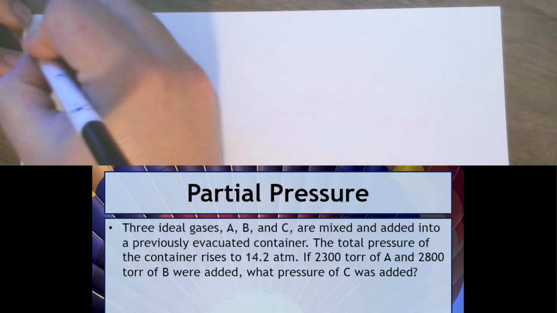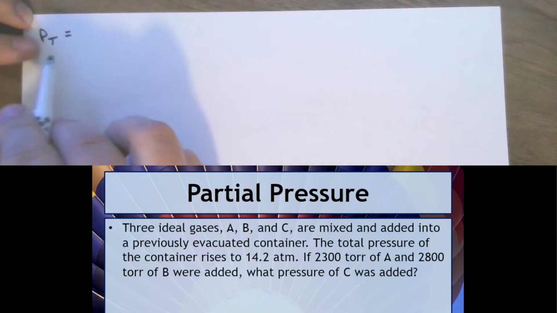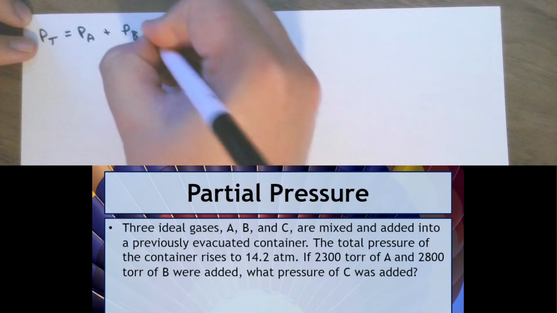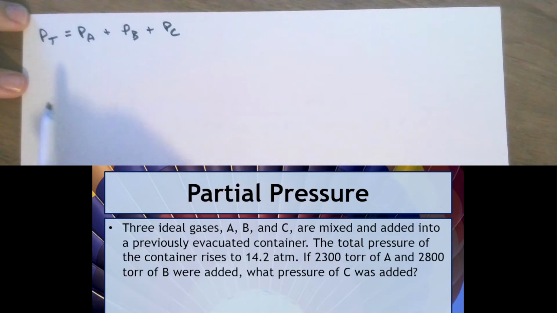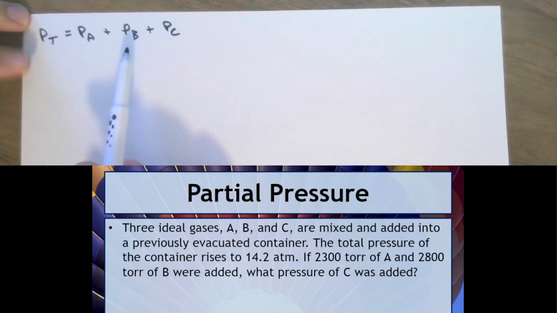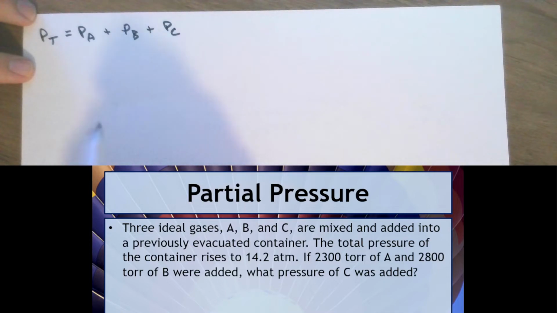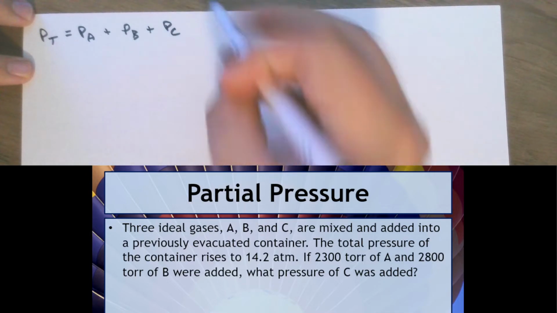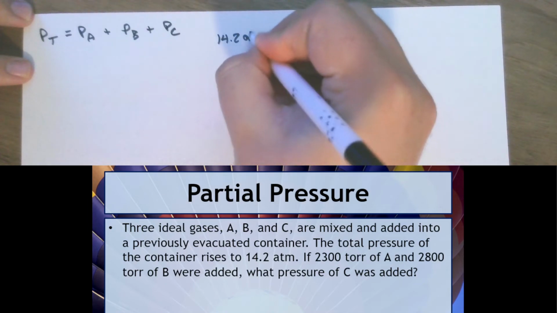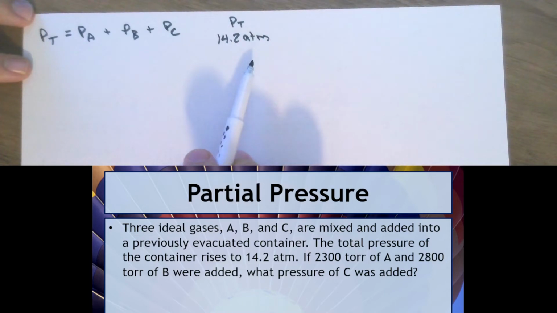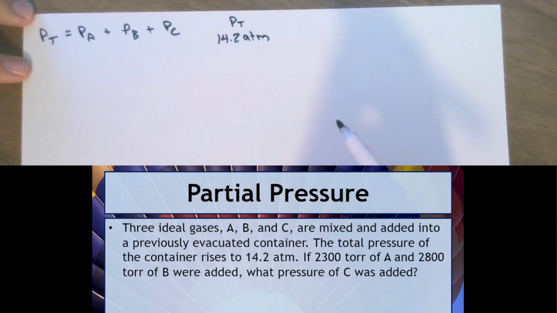Basically, here I have my total pressure, which I'll write P_T, is equal to all 3 of my pressures: pressure A plus pressure B plus pressure C. It gives me pressure A, pressure B, and the total pressure, and we're just solving backwards to find what pressure C had. Only issue I see is that they're in different units. My total pressure is 14.2 ATM, but my other pressures, A and B, are given to you in torr. So we have to have the same unit for everything to add it all together.